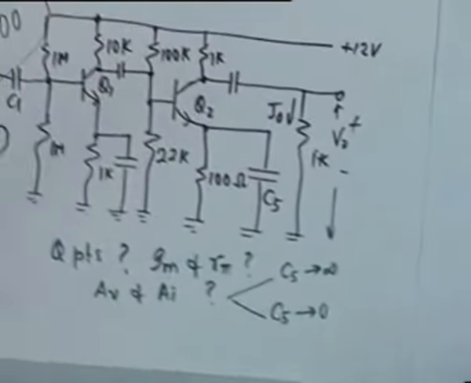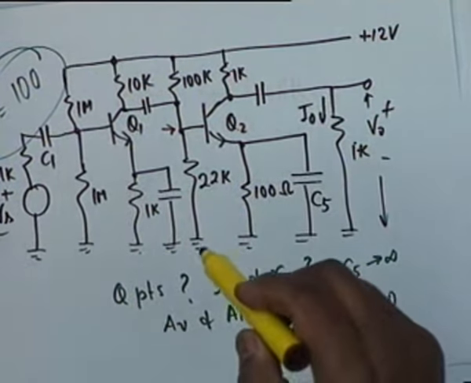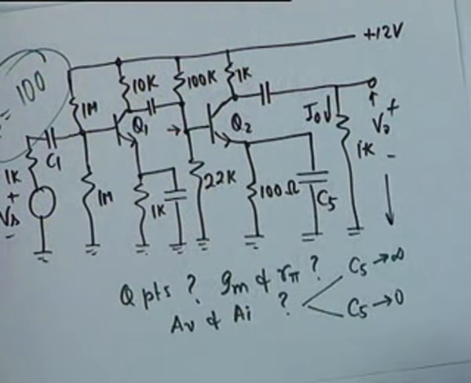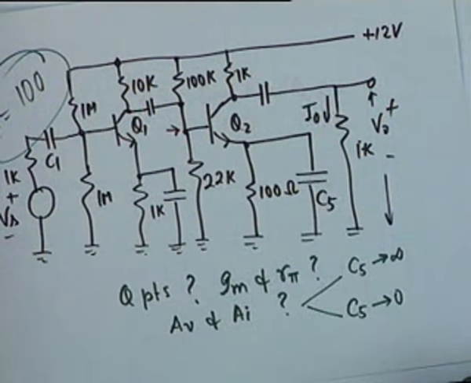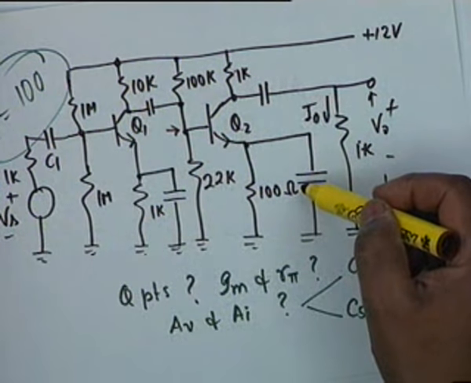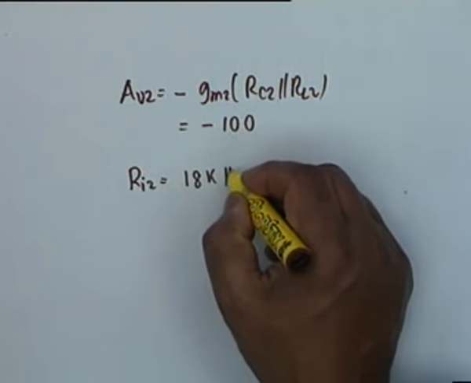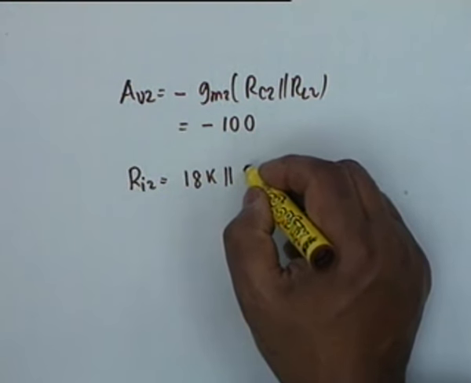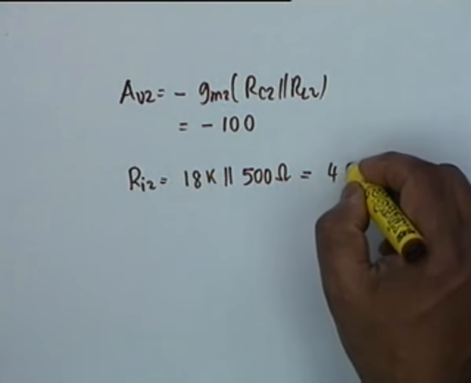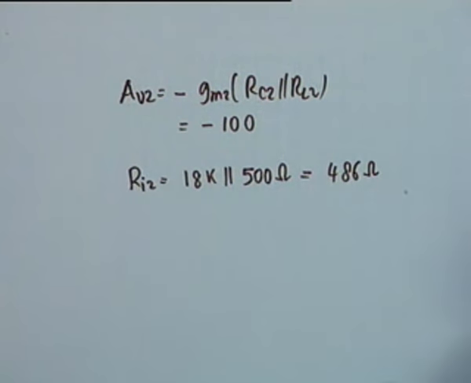Then the next calculation is, I must calculate Ri2. This would be the parallel combination of 18K, which we have already calculated, RB2, and R pi 2, if this is bypassed. So Ri2 is 18K parallel, how much? That is 500 ohm, and that comes out as 486 ohms. The reason I shifted is, instead of writing 0.486K, I write 486 ohms.